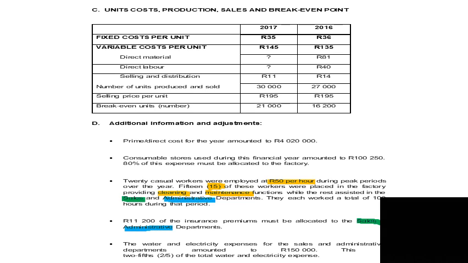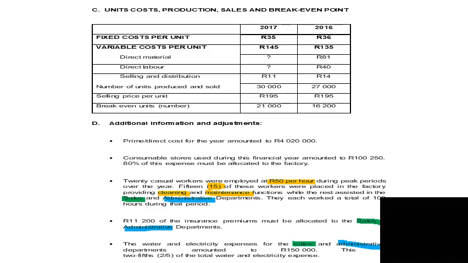This does not affect our factory overhead. So an amount of 11,200, we know it is not for the factory. The water and electricity expense for the sales and administrative departments amounted to 150. Again, on this one, we are given the amount for administration. We are also given the amount for the sales.